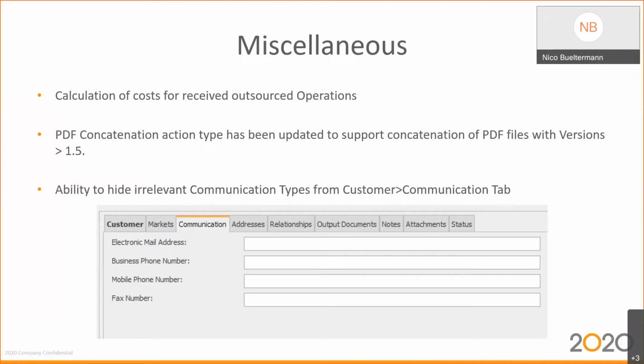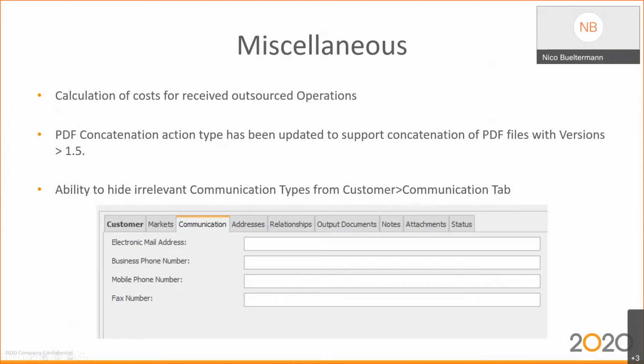Also, you can now hide certain communication types from the customer communication tab. And to do so, you just have to open up the related lookup table. I think it's DBO communication types, and you will find a new flag called is active. And when you uncheck this, it will be hidden from this tab.